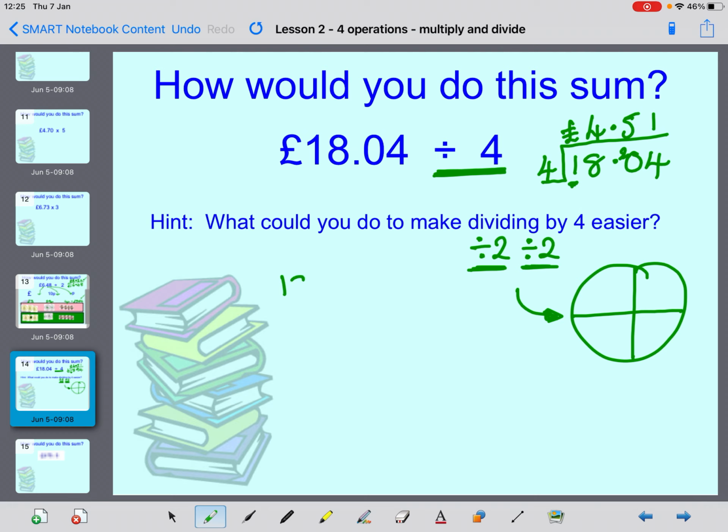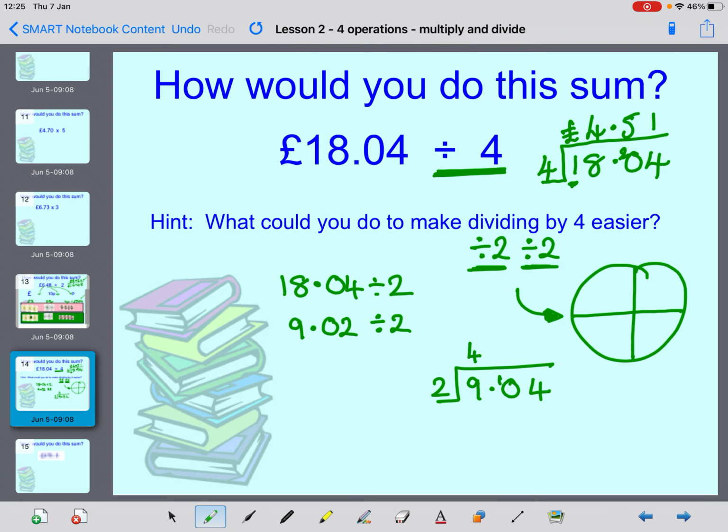Okay, so let's have a think. What would £18 and 4 pence divided by 2 be? 18 divided by 2 and 4 pence shared by 2. Right, so I've shared it by 2 once and try it again. £9 and 2 pence shared by 2. How many 2s are in 9? 4. 2 times 4 makes 8, so there's 1 left over. How many 2s are in 10? 5. How many 2s are in 4? 2.